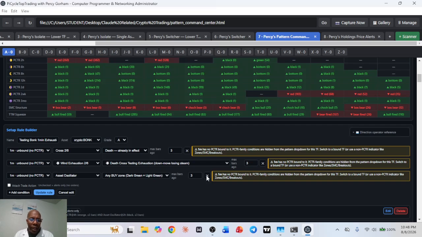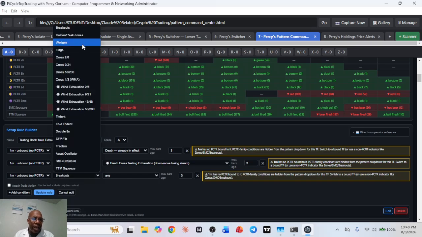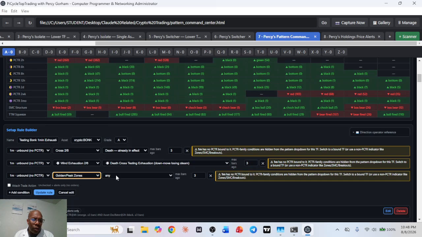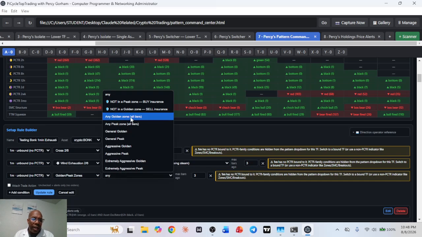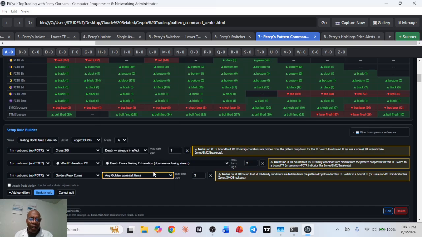All right, so if I wanted to take one off, or if I wanted to add one, as far as an indicator, I want to know when this thing is in the golden zone, which is a golden opportunity to buy. Any golden zone tier, or I can say the general golden zone, the aggressive golden zone, or the extremely aggressive golden zone. Let's say any golden zone tier. It's almost like scanning, but it hasn't happened yet. But I'm looking for this to happen. Or I would say the screener. It's like I want these things to happen, and if they happen, I want to know.